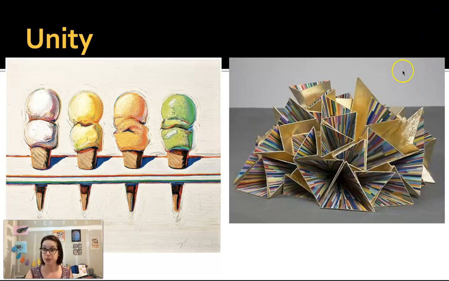Now in this example here, this one has a sense of unity due to the use of form, right? There's various triangles, the colors are similar, even the sizes of the triangles are similar.